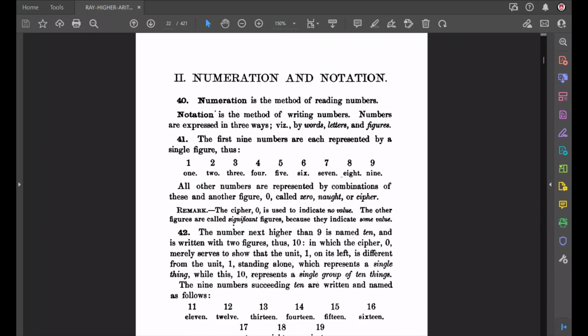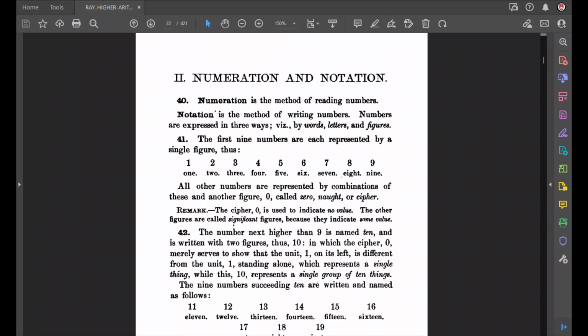All other numbers are represented by combinations of these and another figure, 0. So what's important to learn here, we have the numbers 1, 2, 3, 4, 5, 6, 7, 8, 9, and 0. These are basically the letters of the alphabet of arithmetic. Right? In English, we say there are 26 letters. In Latin, there are 23 letters. In Greek, there are 24 letters. In arithmetic, there are 10 figures.